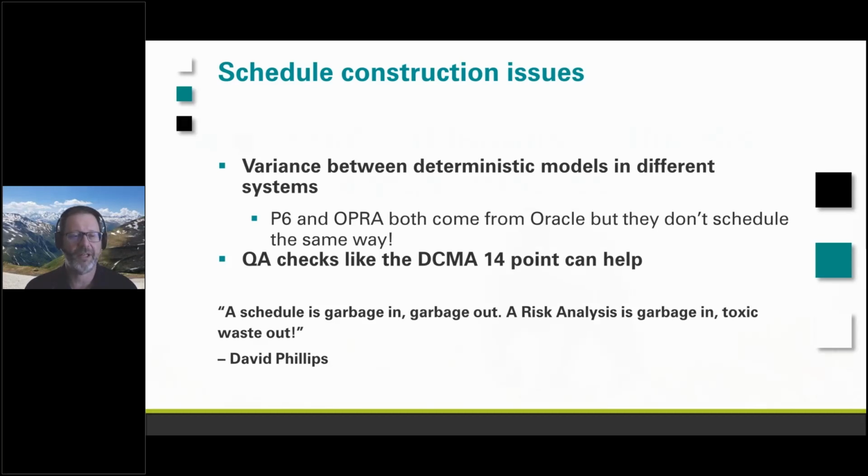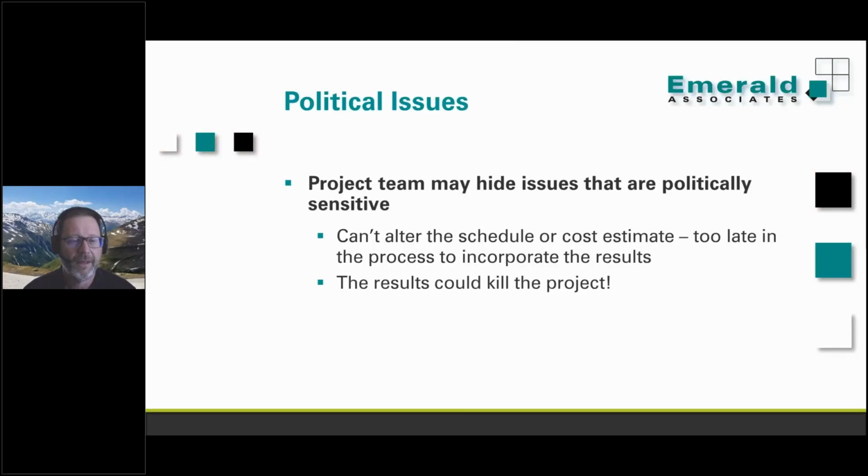So let's talk about political issues that can come up. Sometimes the project team may hide issues that are politically sensitive. If there's a claim going on, if people are just not getting along, oftentimes they won't talk unemotionally and clearly about what the risks are to the project. Sometimes they just don't want the results because they know that the results could well kill the project because something is going horribly wrong and they don't want to talk about it.